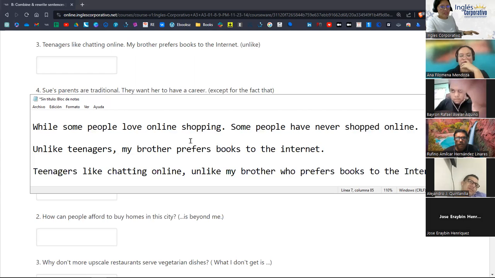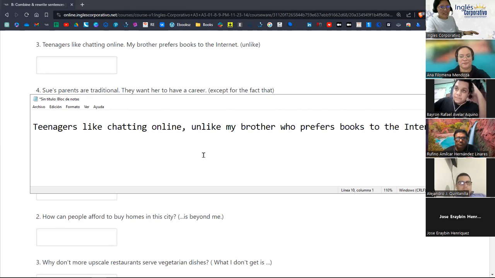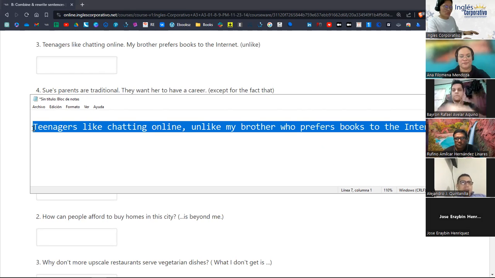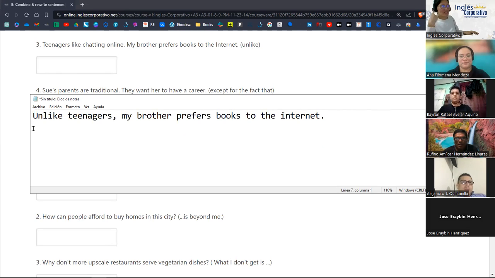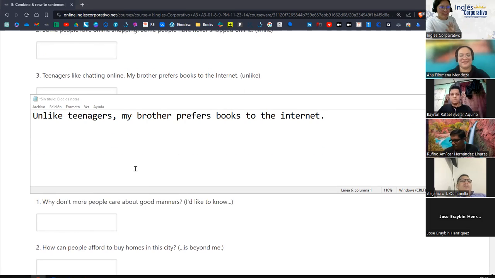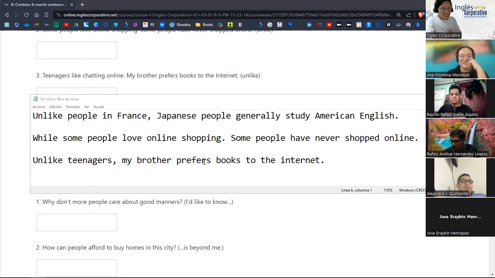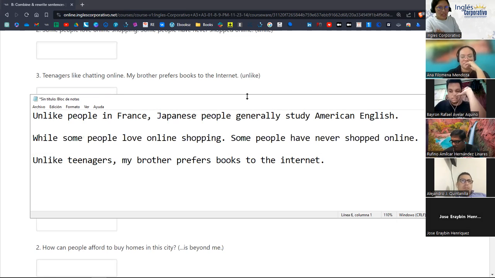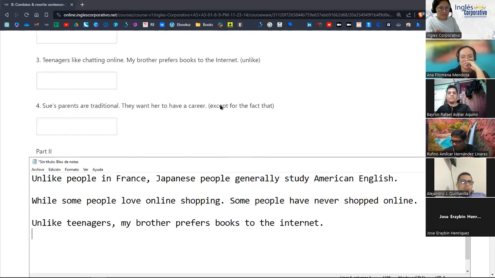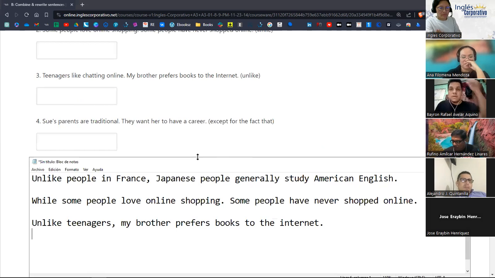Es esta. Teenagers chatting, like chatting online, comma, unlike my brother who prefers books to the internet. Pero esta no se las comparto porque entonces ya estamos hablando de otra cosa. Es otro tema y no los quiero confundir. Así que nos vamos a quedar con esta, ¿ok? Unlike teenagers, my brother prefers books to the internet. Muy bien. Y ahora nos vamos a la siguiente, que es number 4.